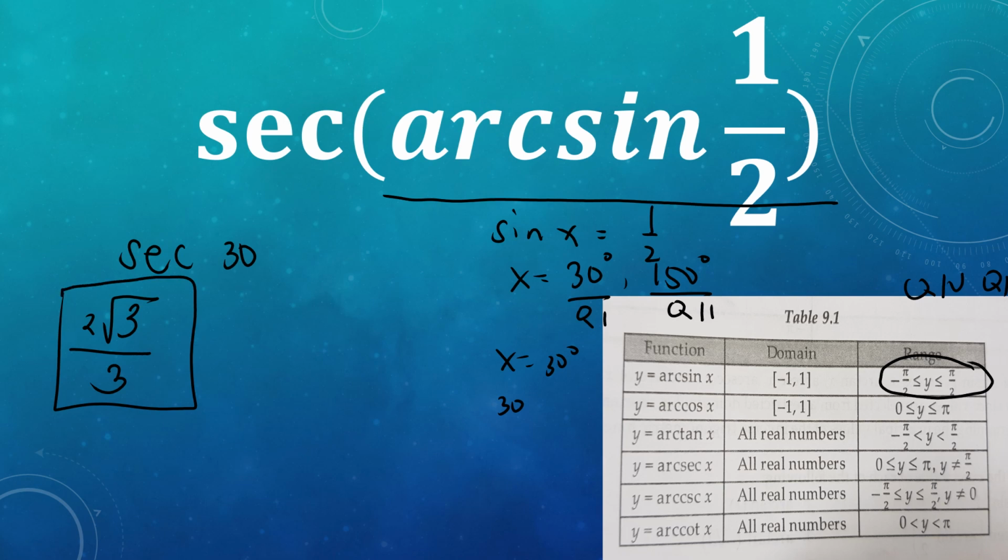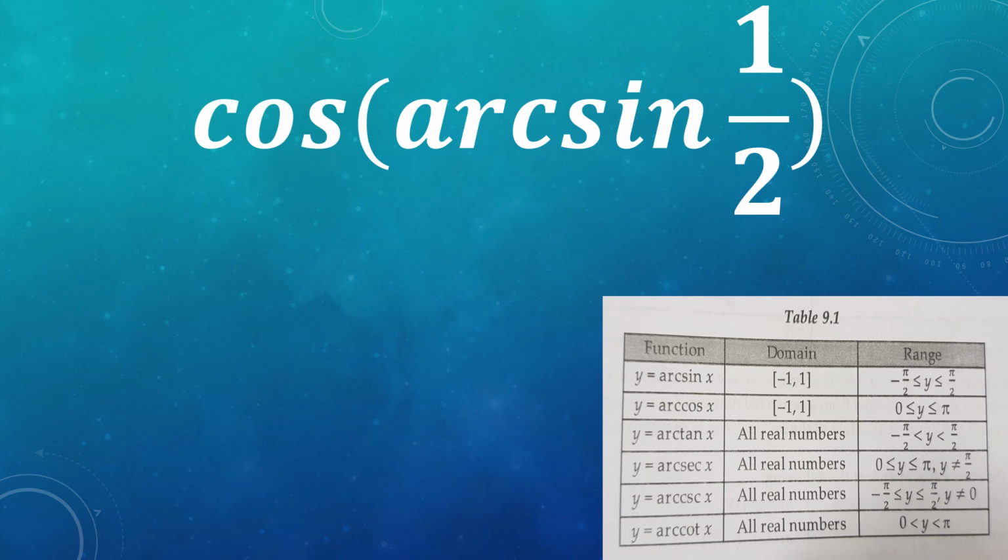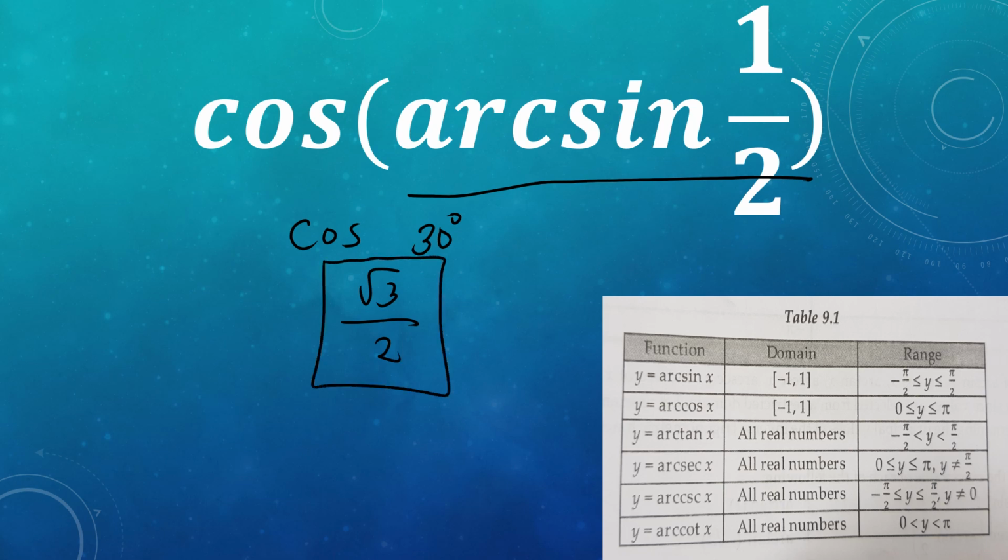Let's try another example. Cosine of arcsine of 1 over 2. Again, we already answered this one. Arcsine 1 over 2 is equal to 30 degrees. So let's bring down cosine. Cosine 30 degrees is equal to square root of 3 over 2. Therefore, our final answer is square root of 3 over 2.